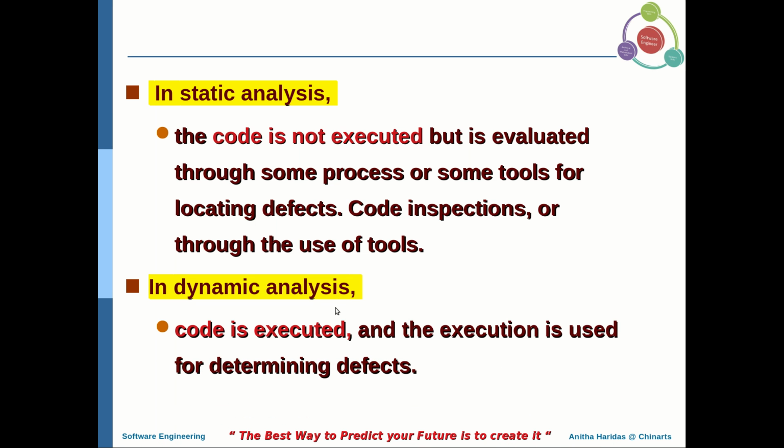But on the other hand, in dynamic analysis, code will be executed and the execution is used for determining the defects. So you start executing your program, give the valid inputs, give the invalid inputs, and then you check whether any defects or errors are there in your program. So these are the two types of approaches that we will be following when we do the software testing.